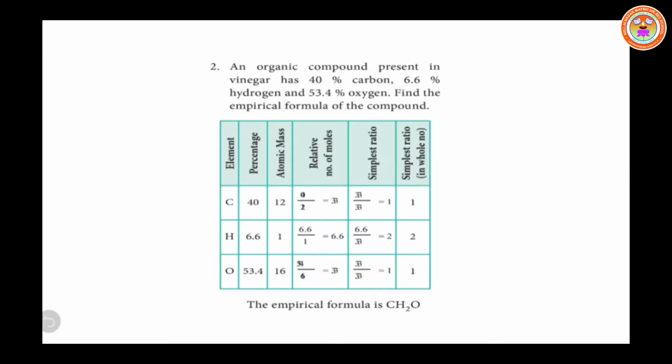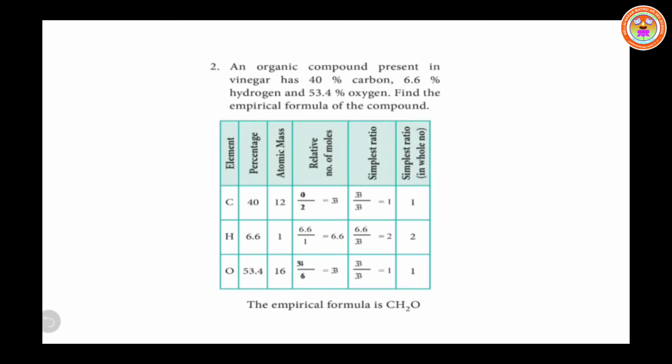In the first column, elements should be written, and in the second column, the percentage of the elements should be written. In the third column, the atomic mass of the elements should be written, and in the fourth column, we should calculate the relative number of moles. In the fifth column, we should write the simplest ratio, and in the sixth column we should write the simplest ratio in whole number.